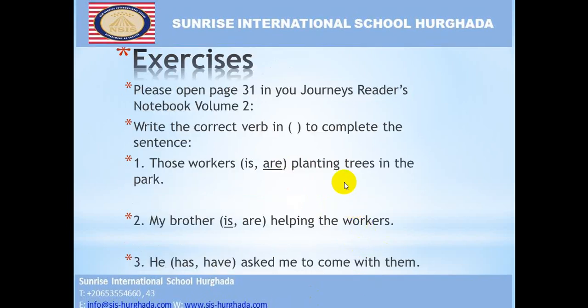So, let's open to page 31 in our Journey's Reader's Notebook, Volume 2, of course. So, write the correct verb in parentheses to complete the sentence. Those workers is or are planting trees in the park? Well, workers, is it a singular or a plural noun? Well, it's definitely a plural noun, so we're going to choose are. Those workers are planting trees in the park.